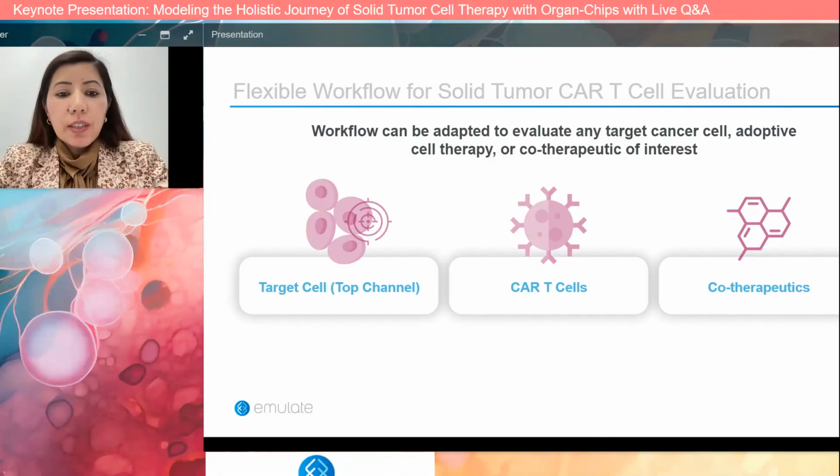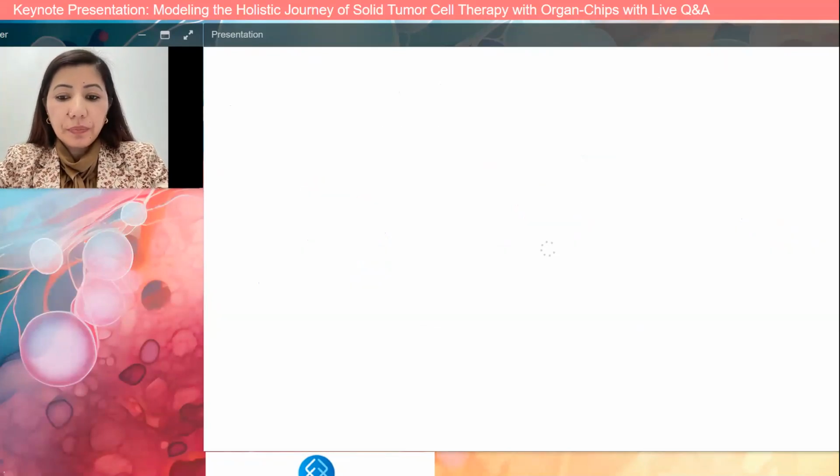Okay, to capture the holistic journey of CAR T cells, we have developed a flexible workflow that can be adapted by the user to evaluate any target cells of their interest with any of the CAR Ts of their interest, and can also be adapted to the co-therapies of interest of the user.